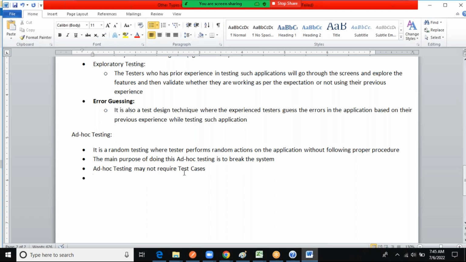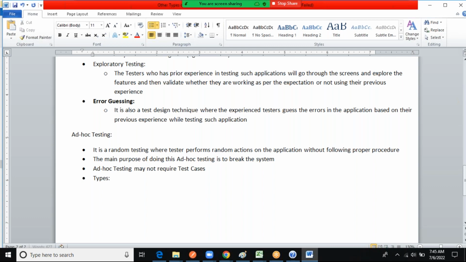Ad hoc testing may not require test cases because we are not following any procedure. So for that reason, you need not have any test cases. What are the types in this ad hoc testing? How can you do this ad hoc testing? Either you can do it alone, or sometimes they do it together.